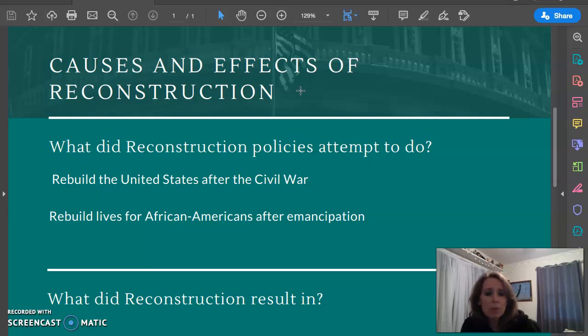First of all, we want to learn, what did Reconstruction policies really attempt to do? And the two things that they did attempt to do that we're going to discuss are, we're going to rebuild the Union after the Civil War because things are really bad and torn up. We're going to rebuild the lives for African Americans after the condition of slavery and the emancipation, which freed them from slavery. We're going to talk about what the federal government tried to do to support emancipation.